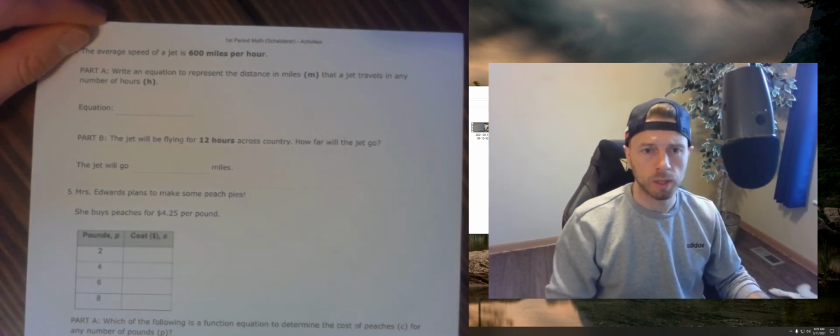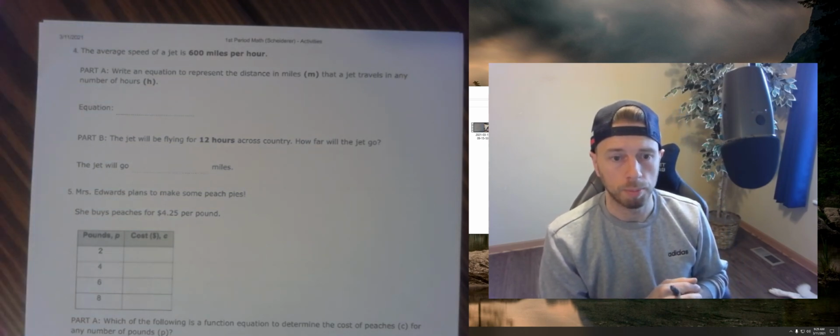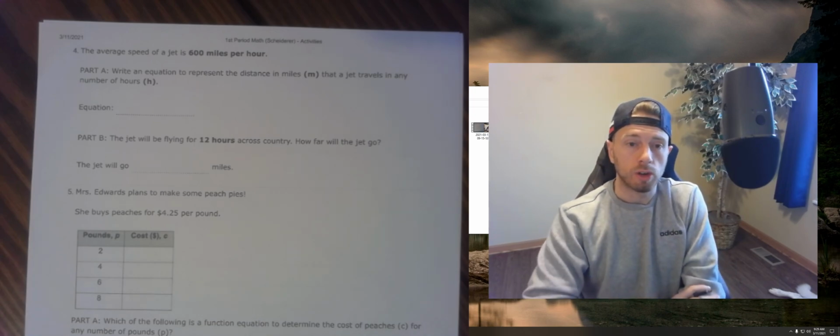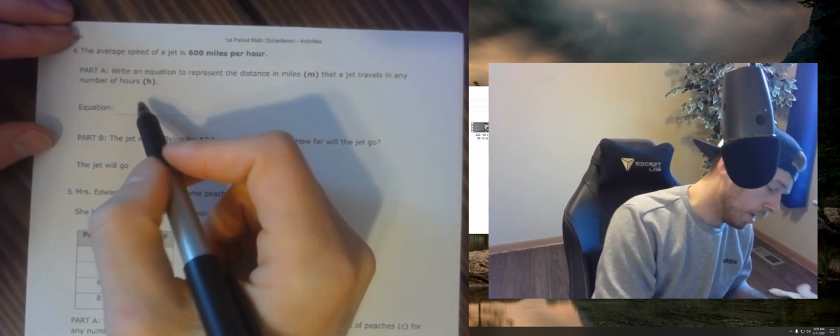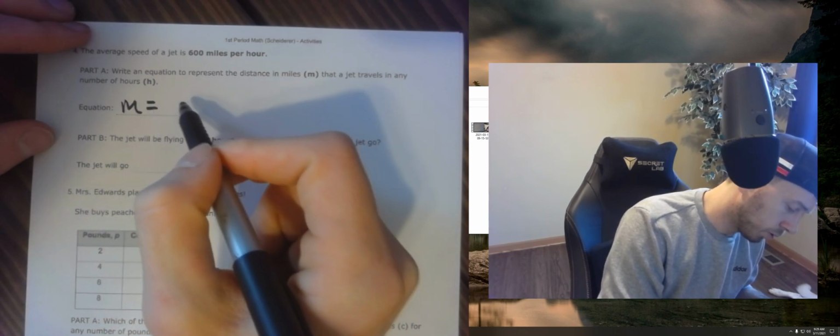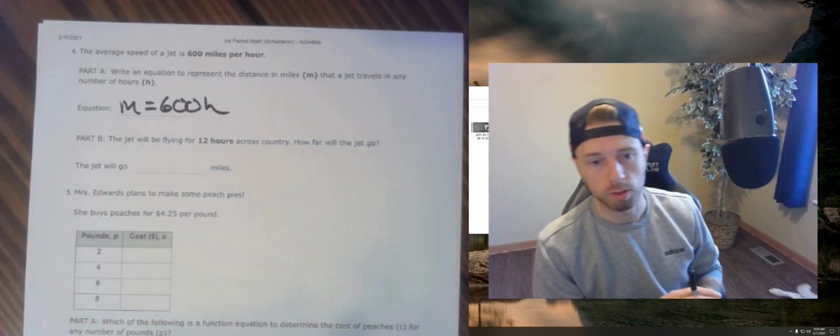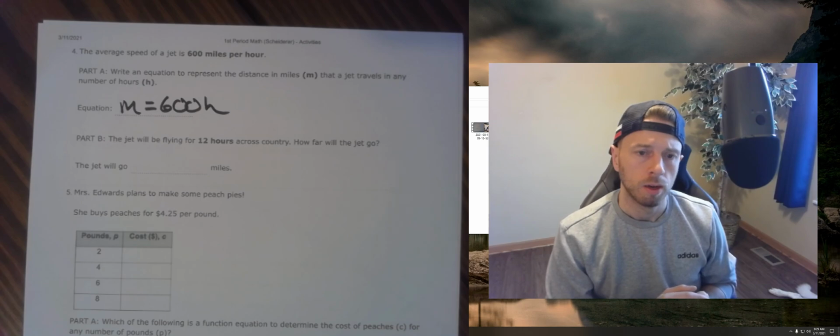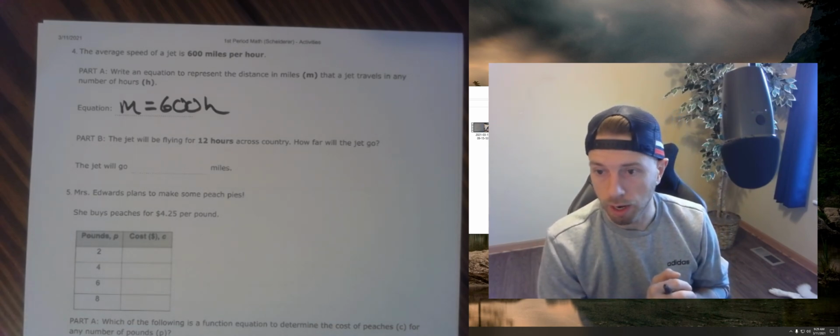Number 4. The average speed of a jet is 600 miles per hour. Part A. Write an equation to represent the distance in miles that the jet travels in any number of hours. So very similar to problem number 1 on this today. The distance in miles is equal to 600 times however long it travels. So m equals 600h, or that could be reversed. Part B, the jet will be flying for 12 hours across country. How far will it go?